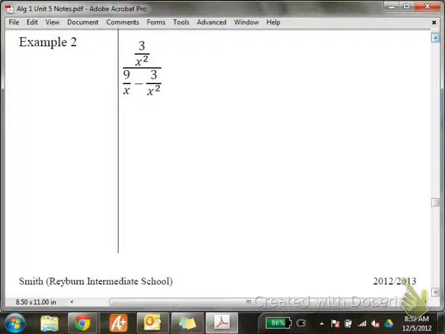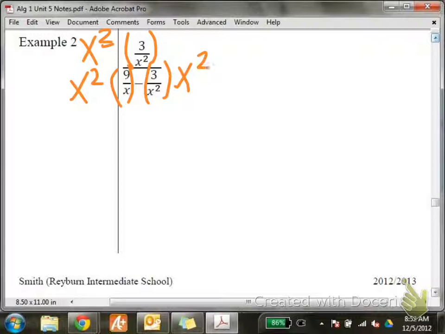Okay, ladies and gentlemen, can everybody tell me all at once, what is the LCD? Thank you. So will you please multiply everything by x squared? Okay, so multiply everything by x squared.